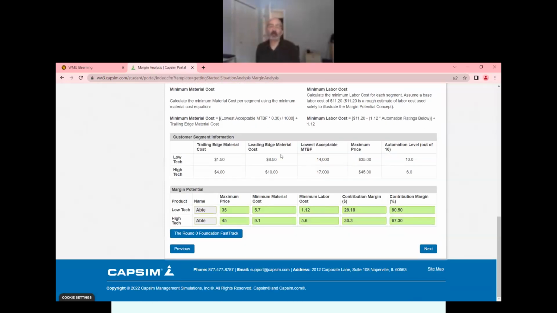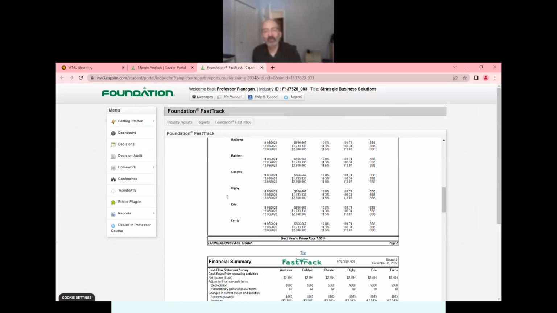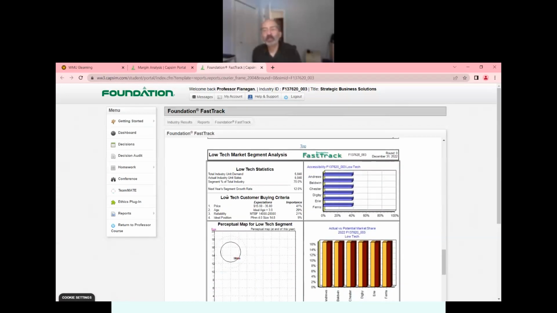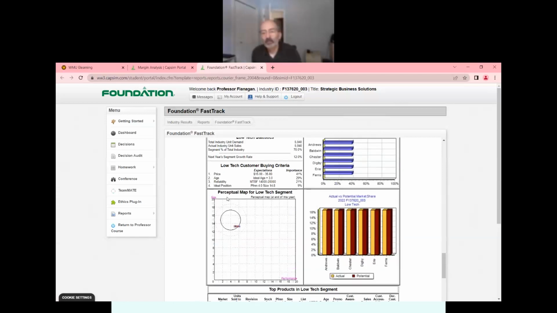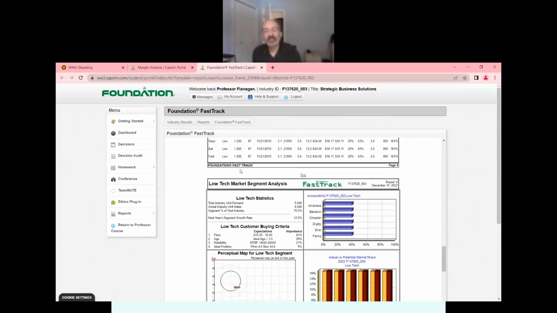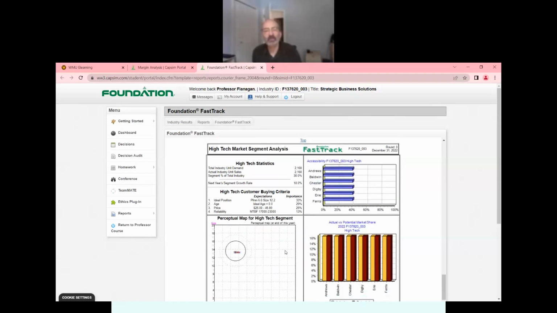Here they had you just play kind of a what-if game. What if you had a monopoly in either the low-tech or the high-tech market? And they asked, what's the maximum price you could sell at? Well, where you can get that is out in the fast track. There are these market reports on pages 5 and 6. This tells us everything we need to know about the low-tech customers, and this tells us everything we need to know about our high-tech customers.